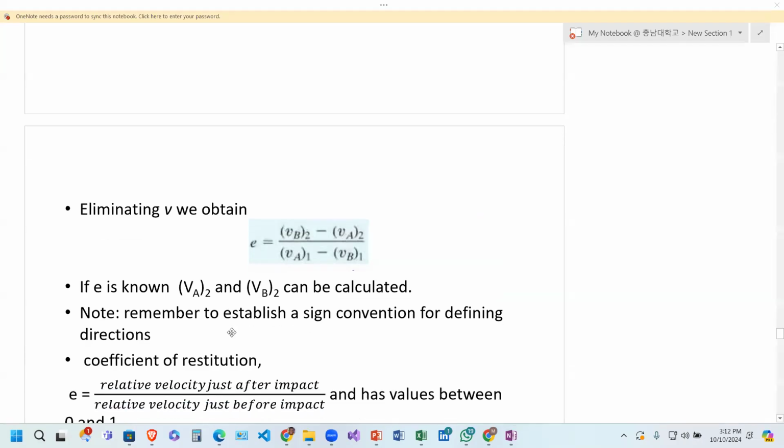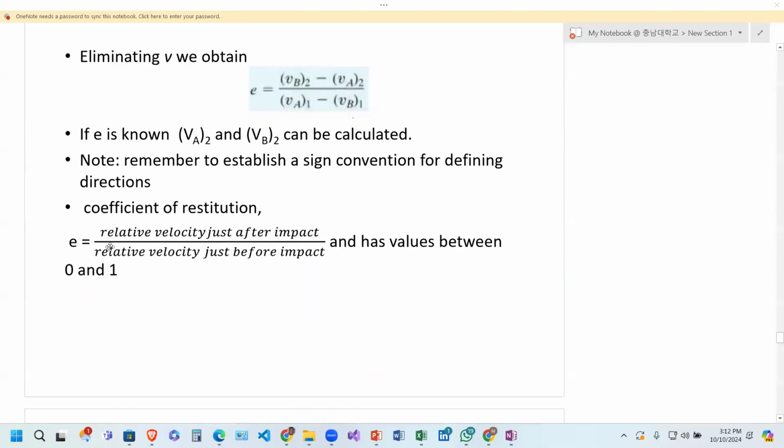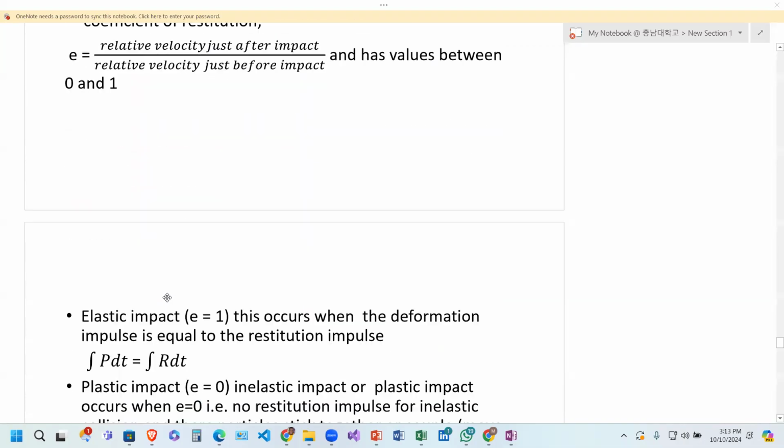All right. The coefficient of restitution e is the relative velocity just after impact over the relative velocity just before impact. Remember, the relative velocity after impact is the velocity of the second particle minus the velocity of the first particle, whereas the relative velocity just before impact is the velocity of the first particle minus the velocity of the second particle. It has values between 0 and 1 because it is a ratio.